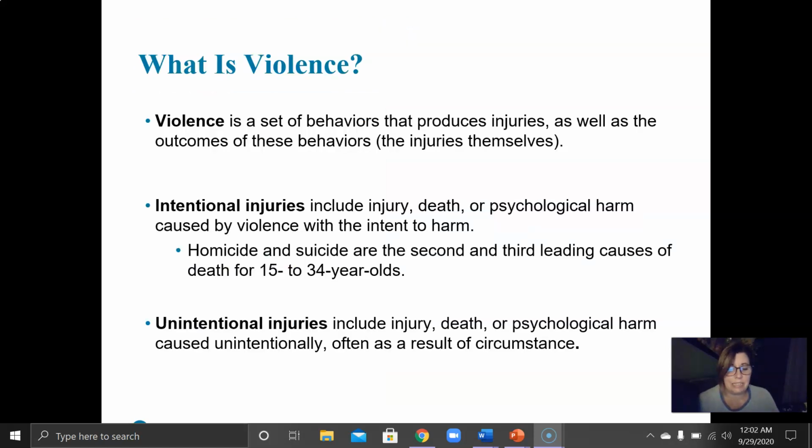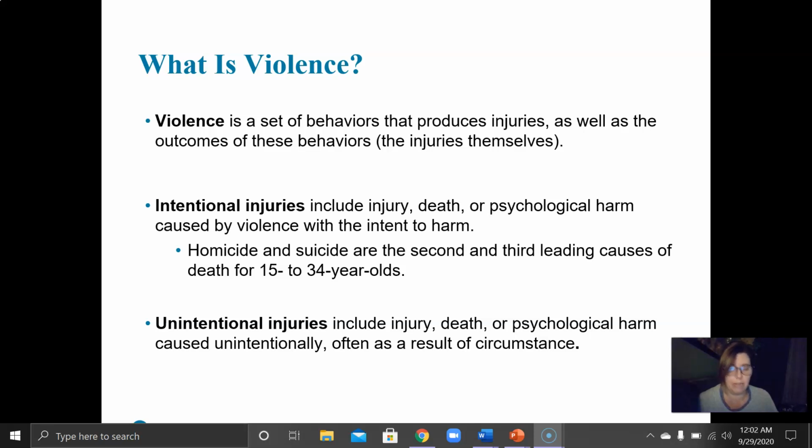Violence is the intentional use of physical force or power, threatened or actual, against oneself, another person, or against a group or community that results in or has a high likelihood of resulting in injury, death, psychological harm, maldevelopment, or deprivation.